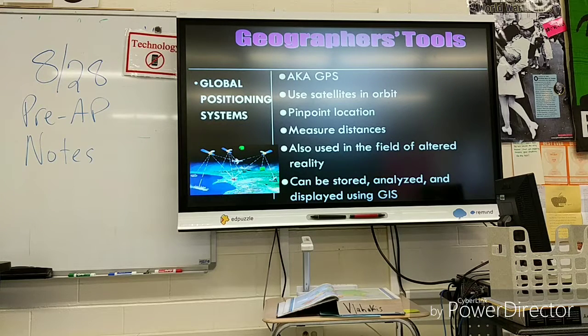And GPS can be stored, analyzed, and displayed using GIS. So there are two things you got to know. We're going to talk about GIS next. There's GPS, which you're probably familiar with, Global Positioning Systems. But what is GIS? So GIS is Geographic Information Systems. We'll talk about that next. You don't have to write that down now. Like, what do you do with all that GPS information? So you pull all this information from GPS, from historical sources, from charts, and then how do you use that information? How do geographers use the information?